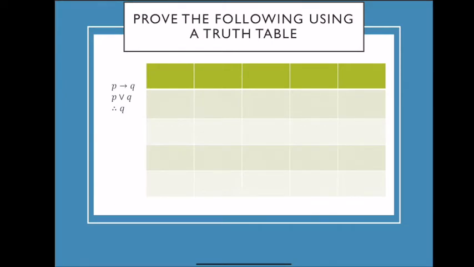So let's prove the following using a truth table. I wanted to give us a couple more examples using these rules of inference. I have P implies Q, and P or Q is true, therefore Q. Cool. So let's see, I've got P, Q. I don't think that orange shows up very well. We'll try that again. P, Q, P implies Q.